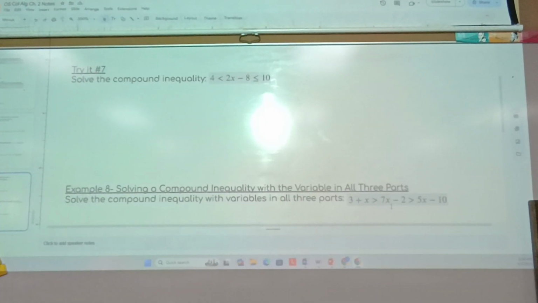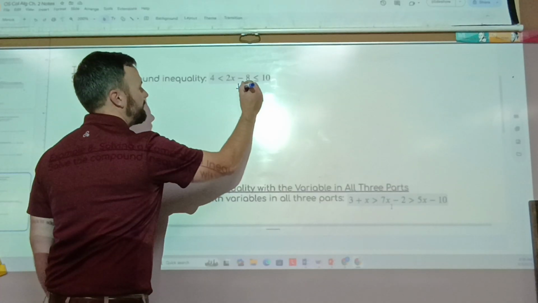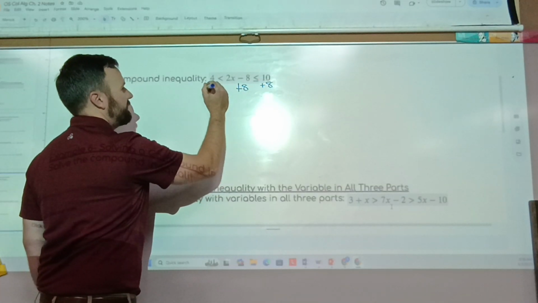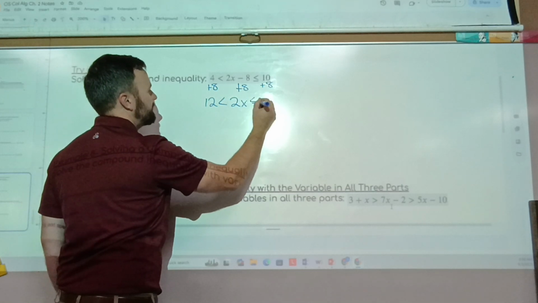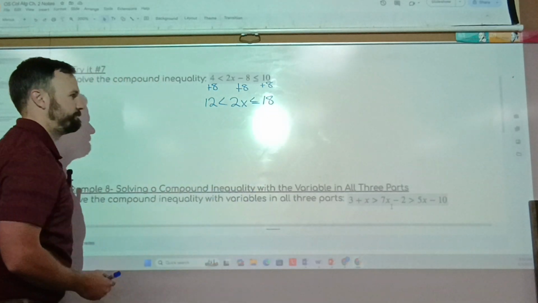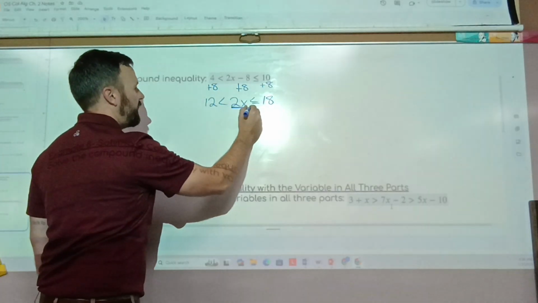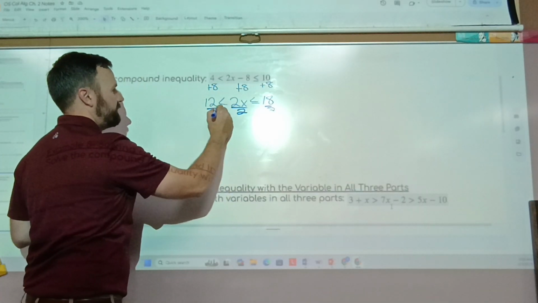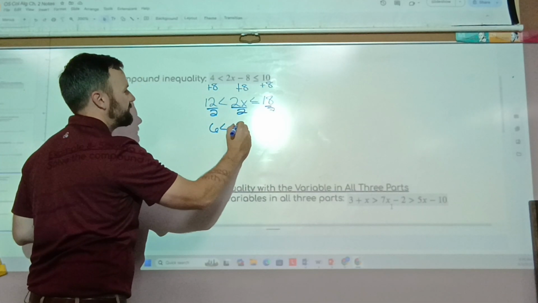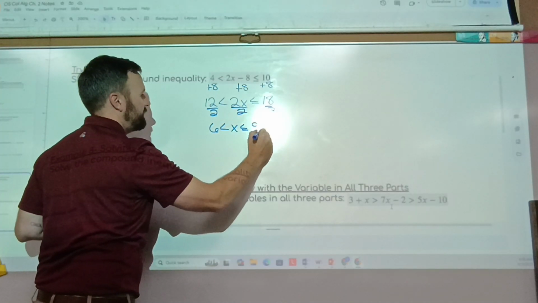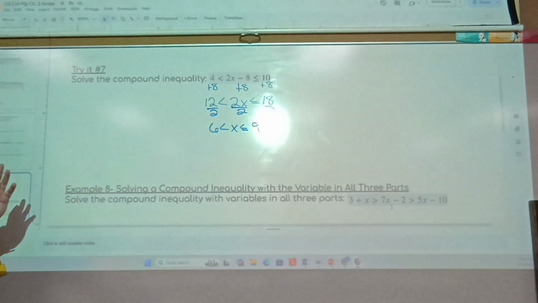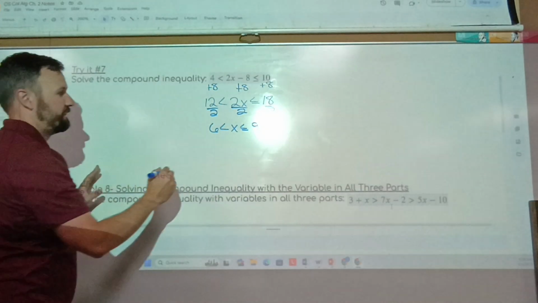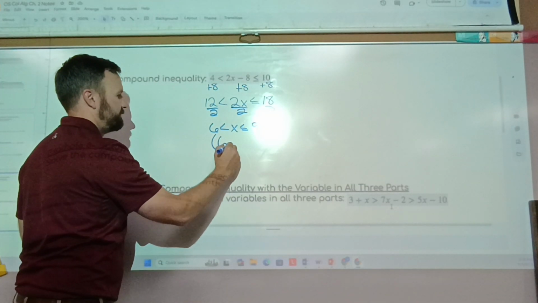See how y'all did? So first step, add 8 to everything, right? I got 12 is less than 2x, which is less than or equal to 18, right? Divide everything by 2. 6 is less than x is less than or equal to 9, right? Is that already set up in interval notation? Yep.